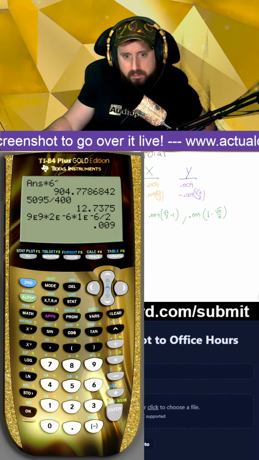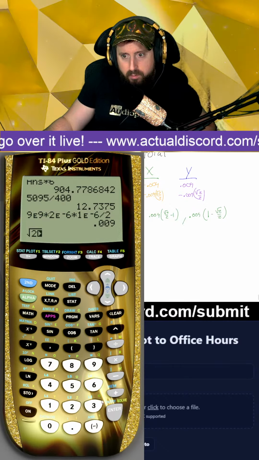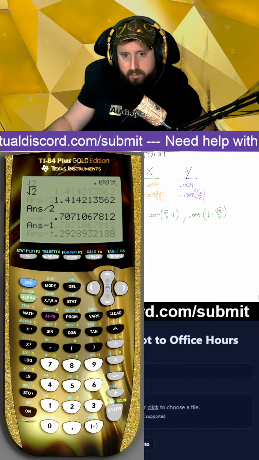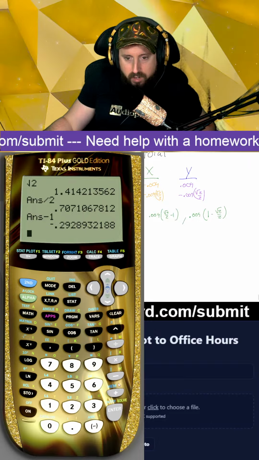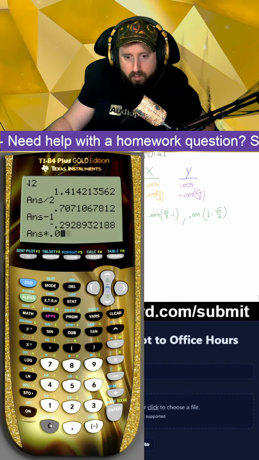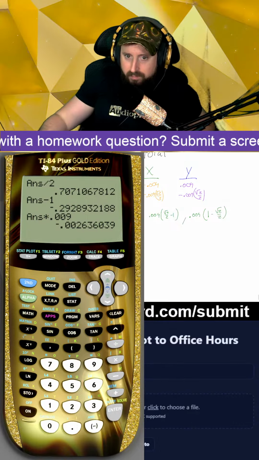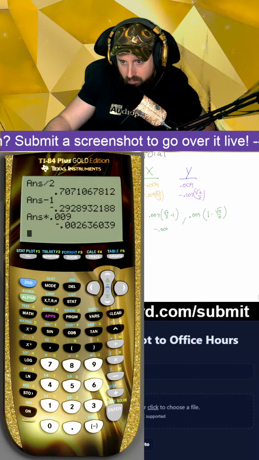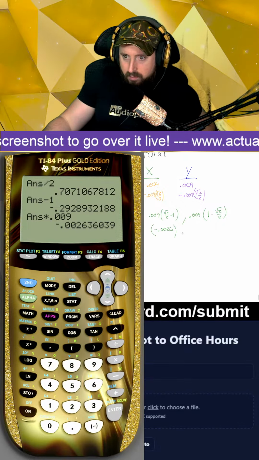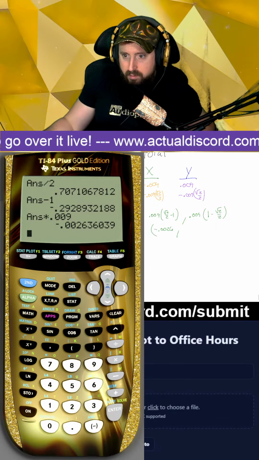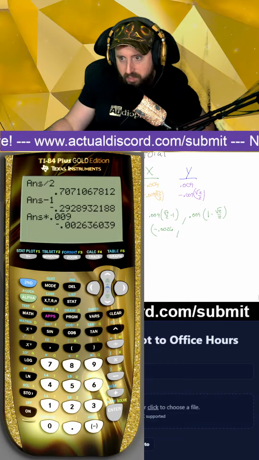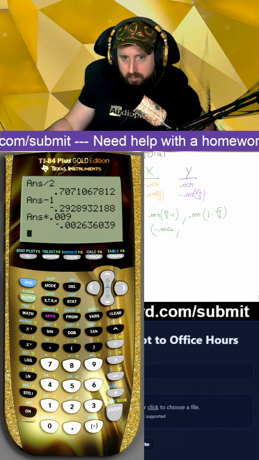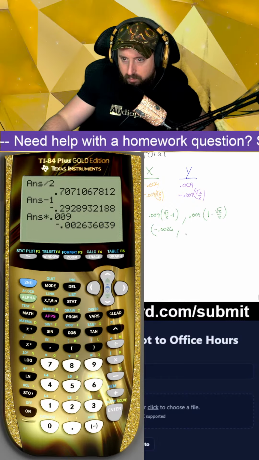So I have square root of 2 divided by 2 minus 1. So that's minus 0.292 times 0.009. So that's going to be negative 0.0026. Okay. And then this is going to be the same thing. No, it's going to be positive, right? Yeah, this is going to be positive 0.0026.